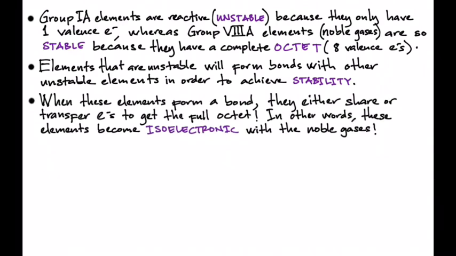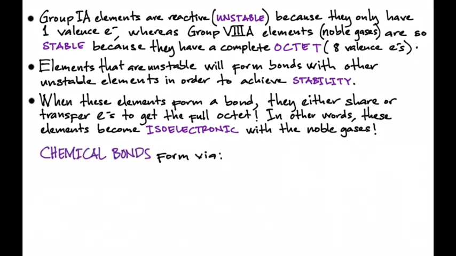And when these elements form a bond, they either share or transfer electrons to get the full octet. In other words, these elements become isoelectronic with the noble gases, meaning they have the same number of valence electrons as the noble gases, as well as the same electron configuration as the noble gases.